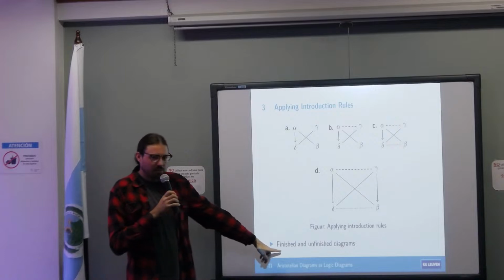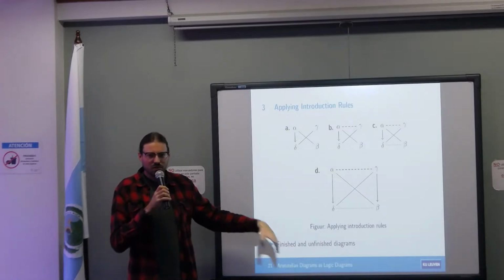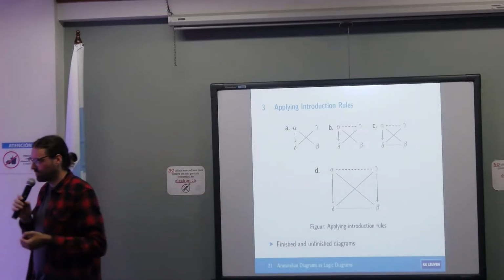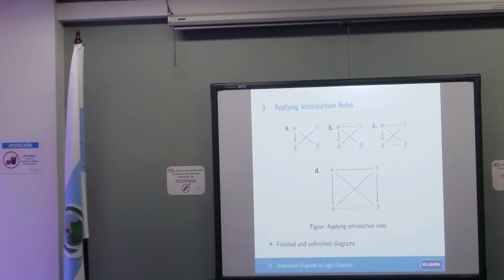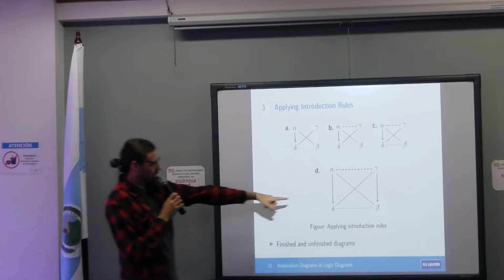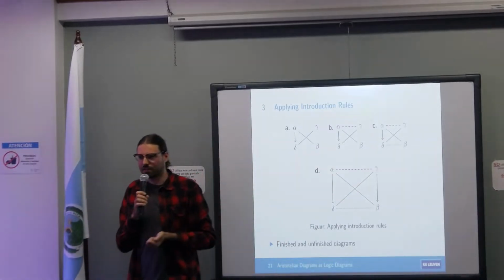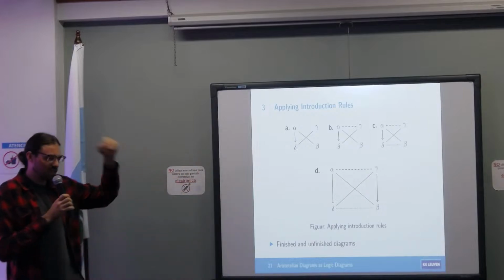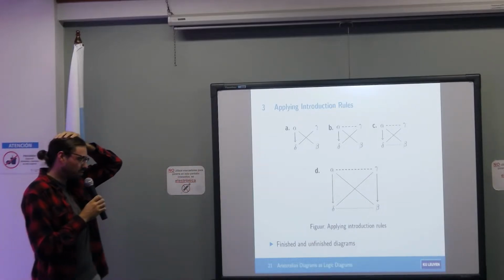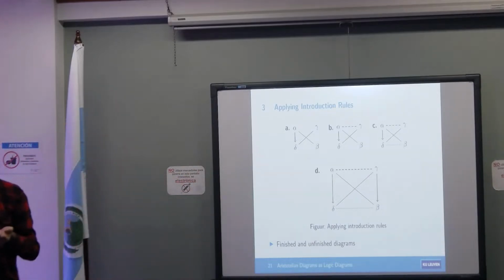So I talked before about finished and unfinished diagrams. Let me give now a precise definition. A finished diagram is any diagram where we cannot apply any more introduction rules. So this is a finished diagram, whereas these three on top are unfinished diagrams. This distinction plays a role in the completeness proof, but it's also, I think, very intuitive.